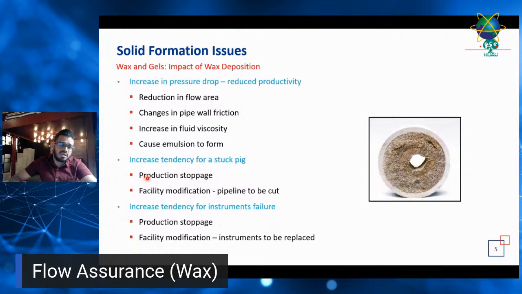So this will cause production stoppage, and to remove the peak, you may need to cut the pipeline. At the same time, it can increase the tendency for instruments to fail, and we may also face a production stoppage and facility modification, and instruments need to be replaced.